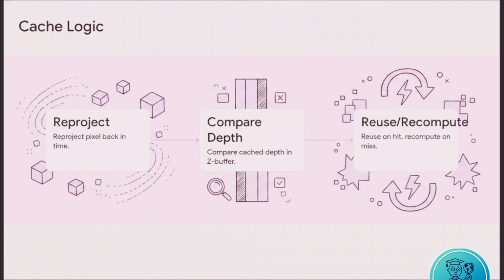The crucial point here is this highly efficient logic loop. First, the system calculates exactly where a specific point was located in the previous frame. Second, it checks the depth using a 3D depth map called a Z-buffer just to make sure that part of the surface wasn't hidden behind a wall or something a moment ago. And third, if it's a perfect match, a cache hit, it just reuses the complex math from the past. If it's a miss, only then does it actually do the hard work to recompute.